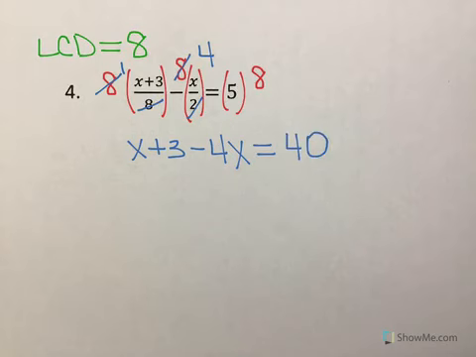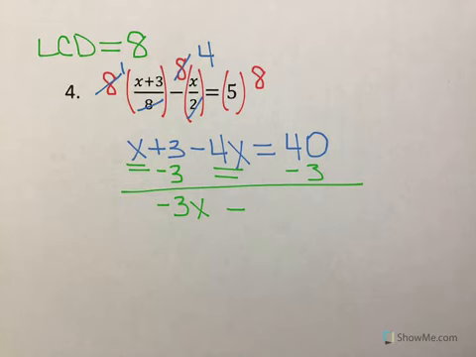And now I have a nice problem, no more fractions to work with, and now I can just solve for x. So x is on the same side of the equation. I can combine these like terms. So x minus 4x will give me a negative 3x. In the same step, just to save room here, I'm going to also subtract 3 from both sides of the equation so that I can isolate my x. And I have 40 minus 3 is 37.